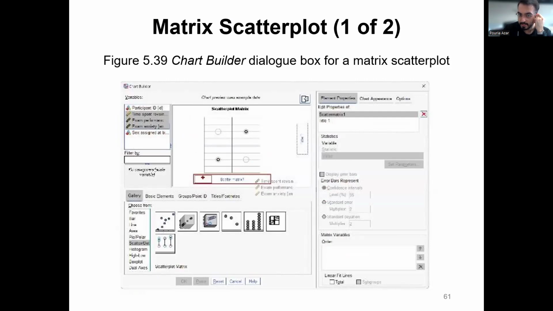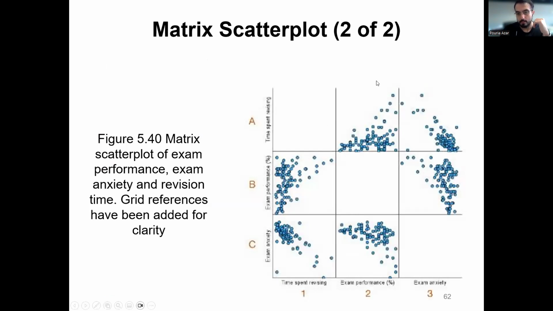I can also create a matrix scatter plot. A matrix scatter plot is very useful when we try to represent our correlation in research articles. It shows the relationship or correlation between multiple variables. Again, I need to click on scatter plot using the gallery window, and then click on the matrix scatter plot. Drag and drop your variables into drop zones, choose your element properties, and there you go. If you click on OK, this is your output. This will pop up in your output window on SPSS.